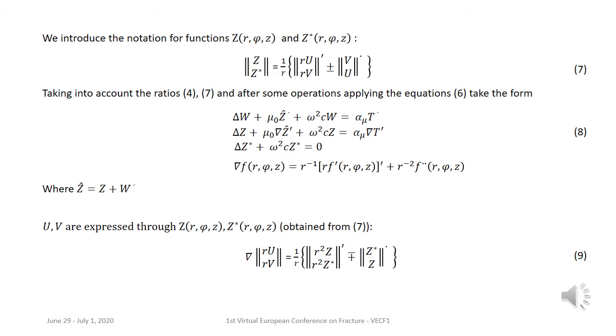We introduce the special notation for functions Z and Z with star, Formula 7. Taking into account the ratios 4 and 7, and after some operations are applied, equation 6 takes the form, Formula 8. U and V are expressed through Z and Z with star, as in Formula 9.